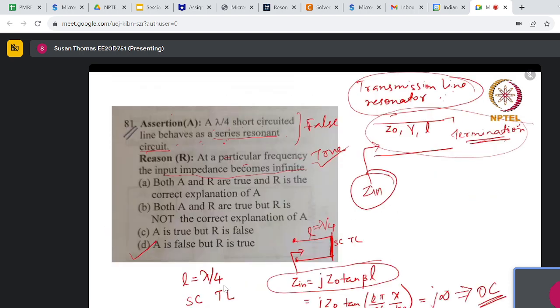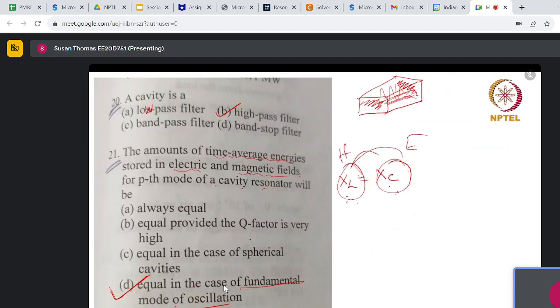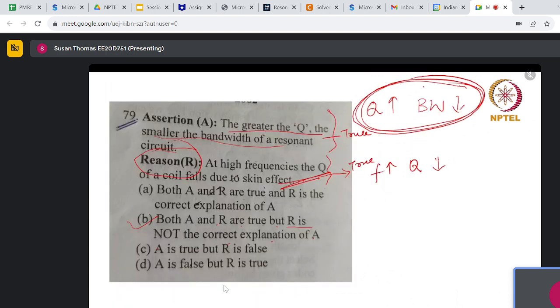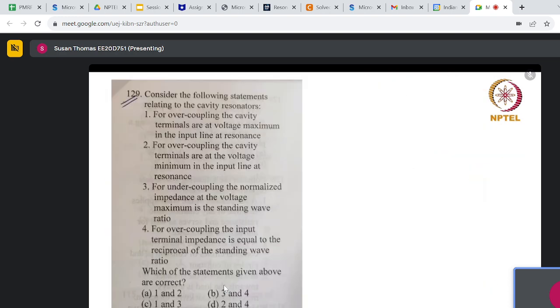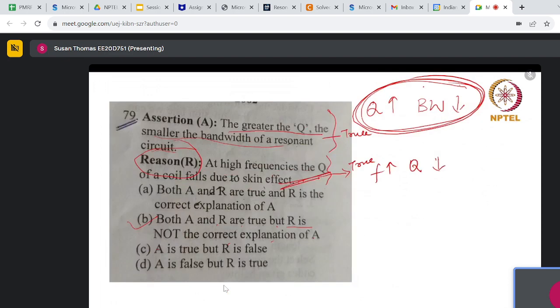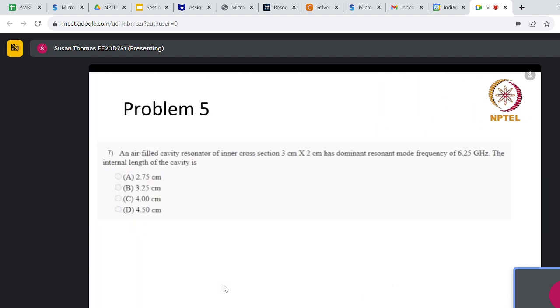These are some sample questions taken from multiple examinations, basically the Indian Engineering Services exam and some other exams. Okay, now coming back to numericals, let's try to solve it. This question is from a cavity resonator. As you see, it's a rectangular cavity resonator. It's an air-filled cavity resonator.